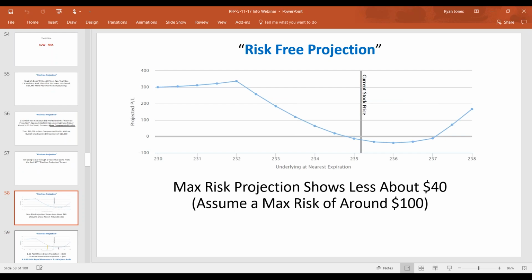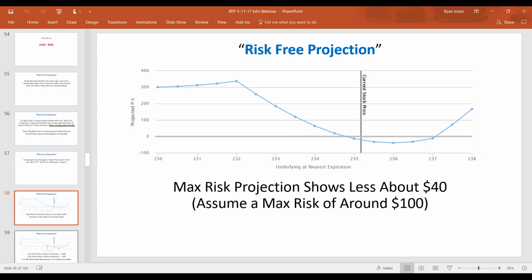So this is the trade that I said I was going to do in that report. I gave the trade exactly, and exactly what it was, exactly the entry price, how to place it, and exactly what I was going to do with it. Okay, so this is the trade. And the max risk projection on this shows that it's less than about $40. And again, this is not a risk-free projection trade in and of itself from the beginning. There's actually projected risk on this trade, right?